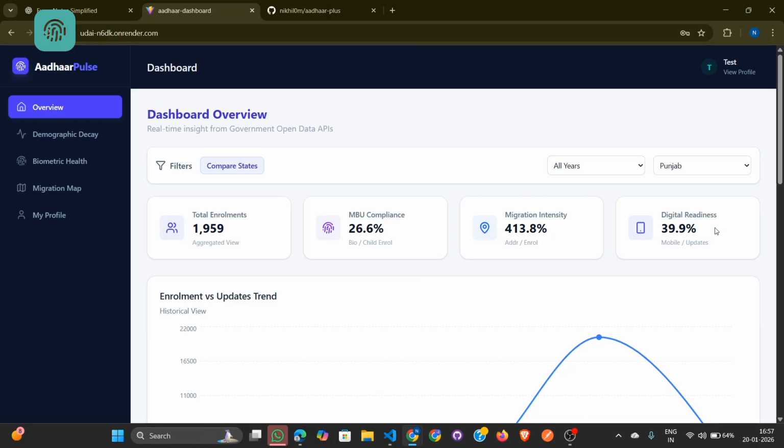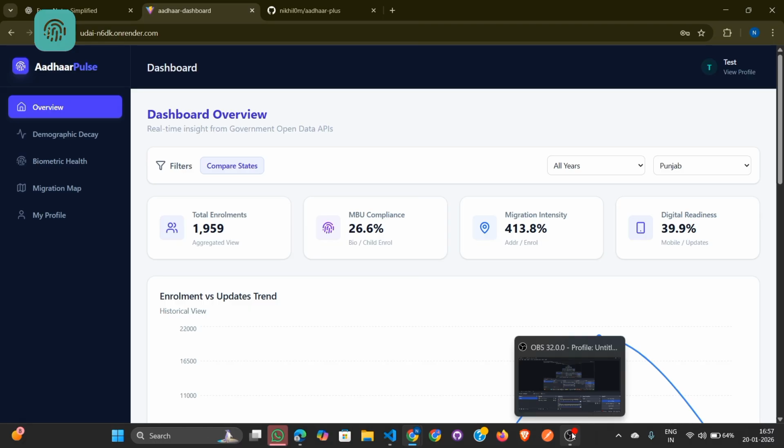Notice the trend lines. While new enrollments, the blue line, have plateaued because we have reached saturation, demographic updates, the green line, are spiking. This proves our thesis: the ecosystem has shifted from creation to maintenance mode.